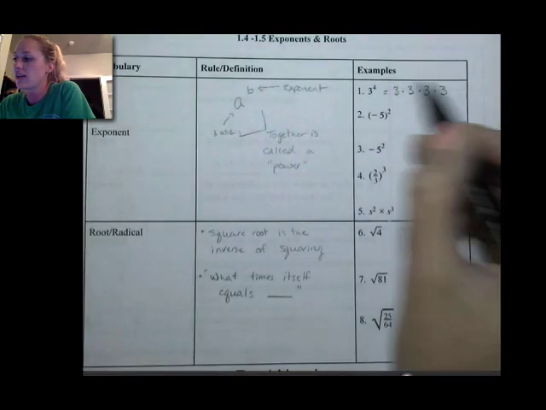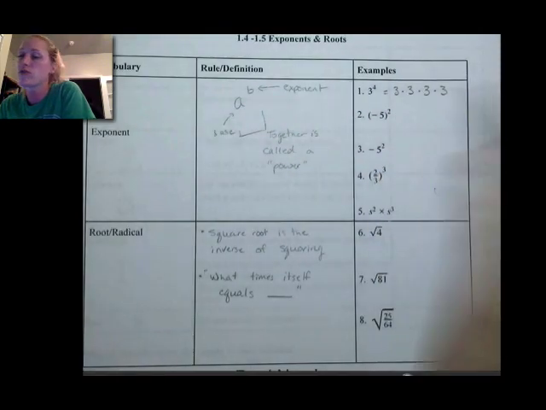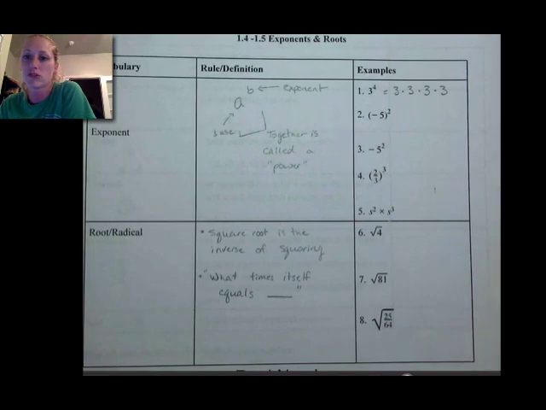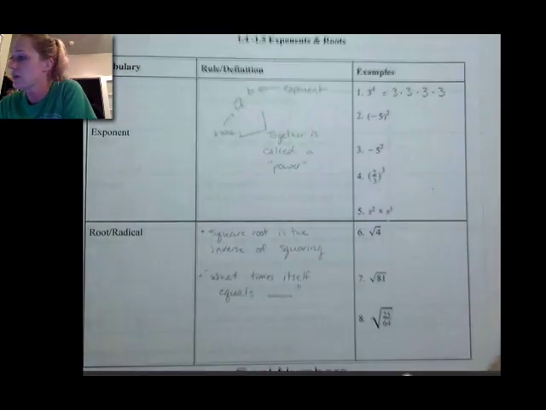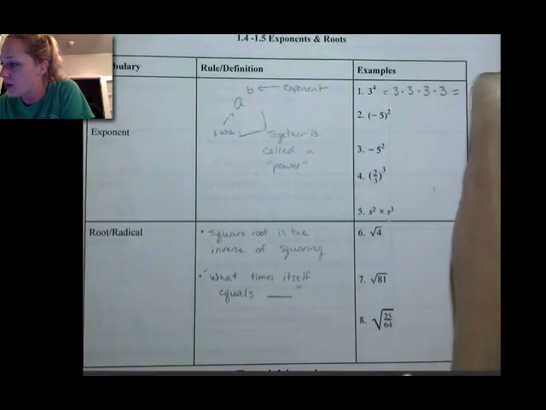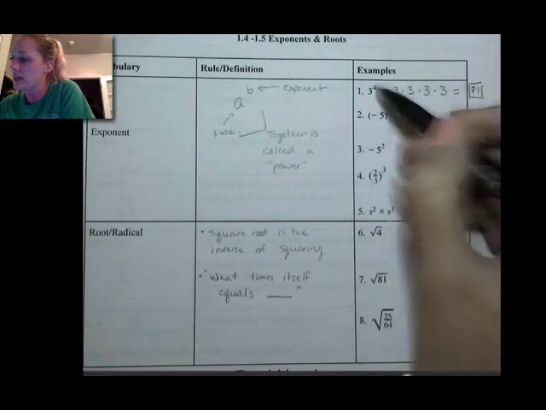And this is what we call expanded form. You don't have to write this out every time. I'm just illustrating what this actually means. 3 times 3 times 3 times 3 is 81. So 3 to the 4th power is 81.